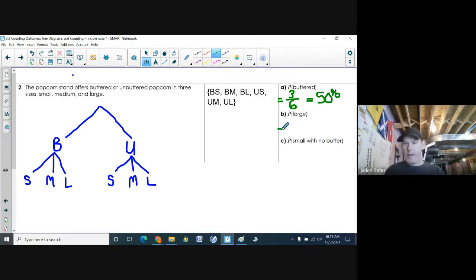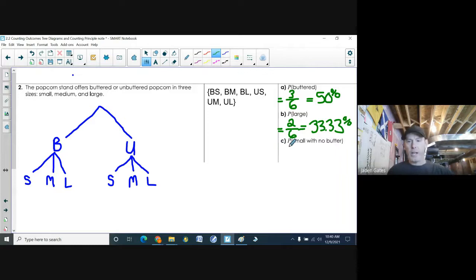What's the probability people pick large? Well, again, there are 6 possibilities, and I look for the amount of larges. 1, 2 of them. 2 out of 6 of those possibilities are larges. And so again, converting that to a percentage, 2 divided by 6 times 100%, I get 33.33%.